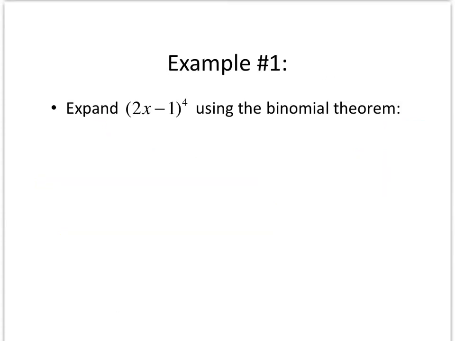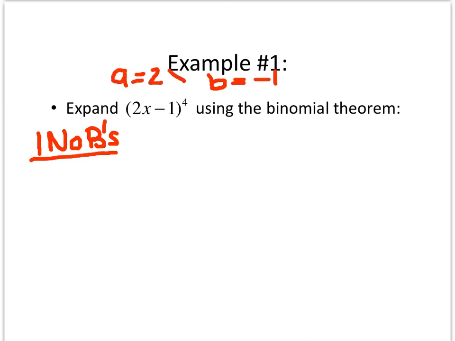So here's our first example. We want to expand 2x minus 1 raised to the 4th power using the binomial theorem. So we're not looking at Pascal's triangle. In order to do this, we're going to start with, obviously, our first term. And in term 1, we have no b's. Our b value is going to be negative 1, and our a value is equal to 2x. We're going to go through this plugging in the 2x for the a's and negative 1 for the b.